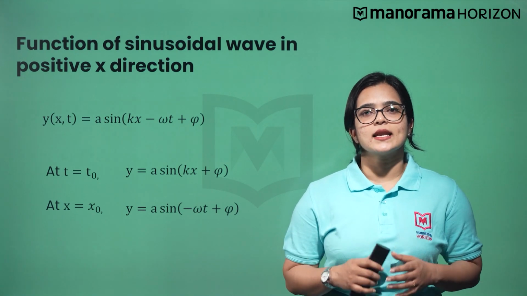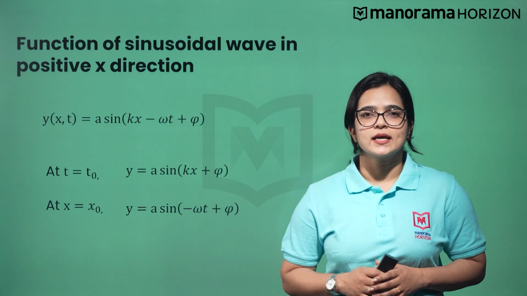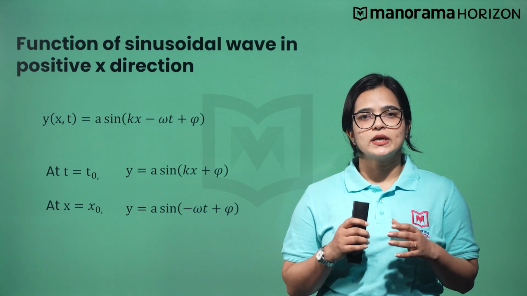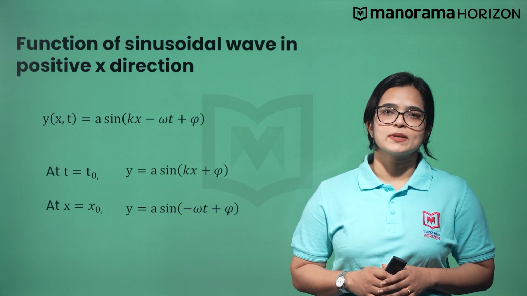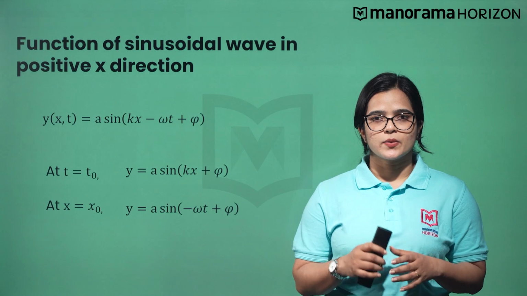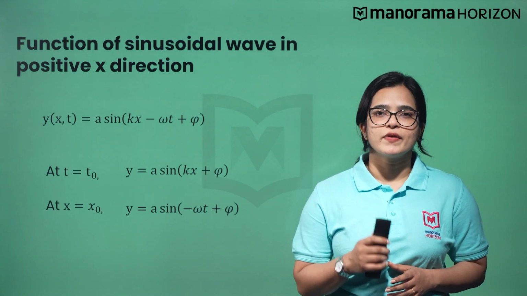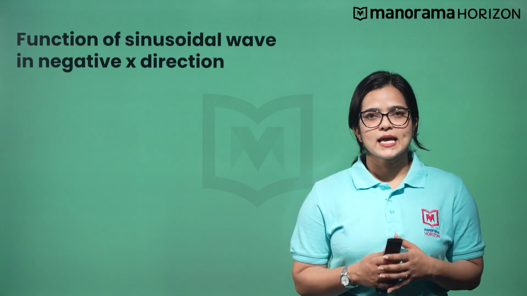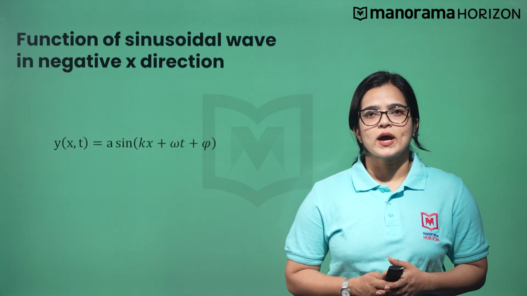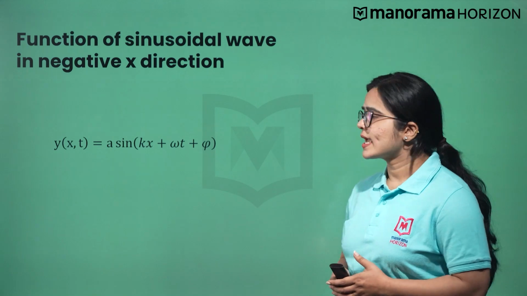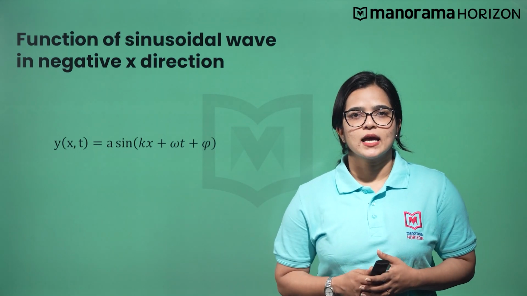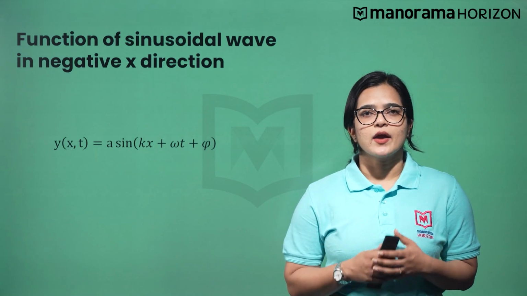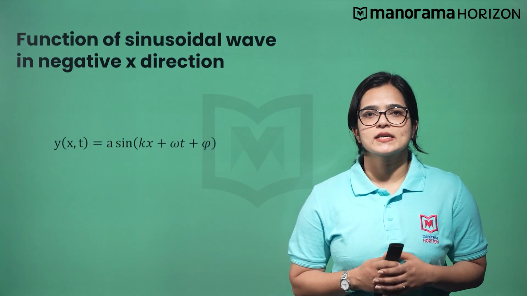Finally, as t increases, x must increase in the positive direction to keep kx − ωt + φ constant. Thus, the equation represents a sinusoidal wave traveling along the positive direction of the x-axis. In case we consider a function y = A sin(kx + ωt + φ), then this function represents a wave that is traveling in the negative x direction.